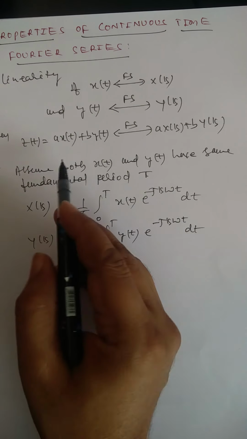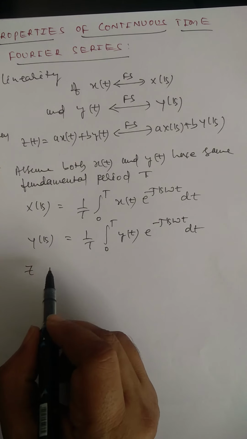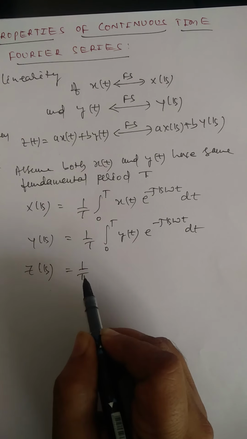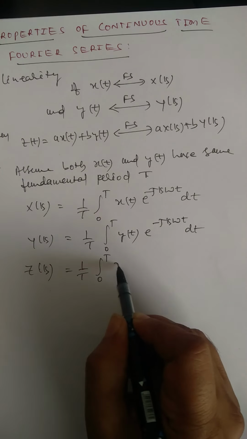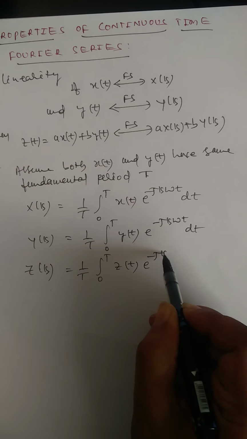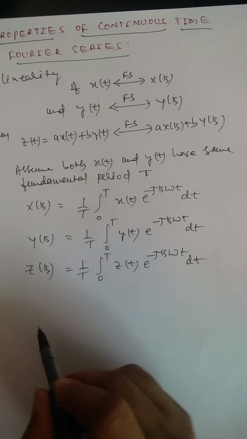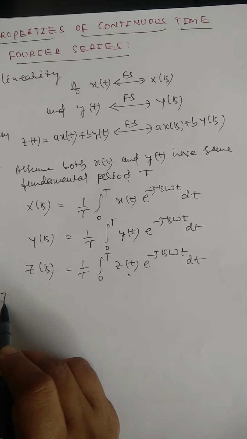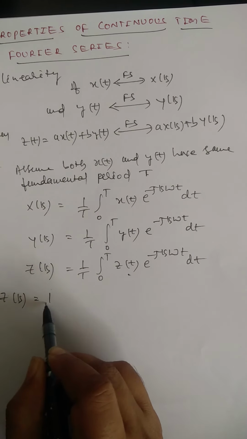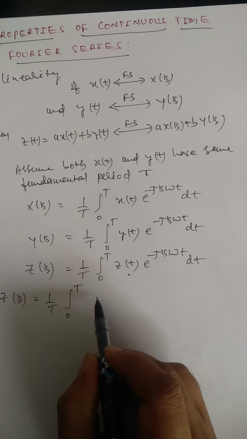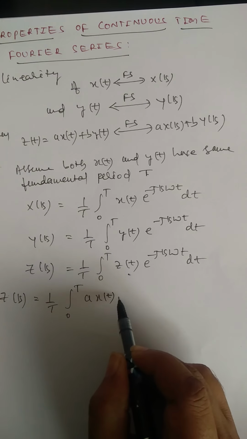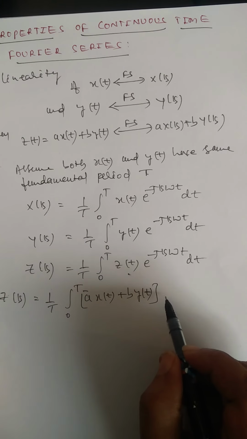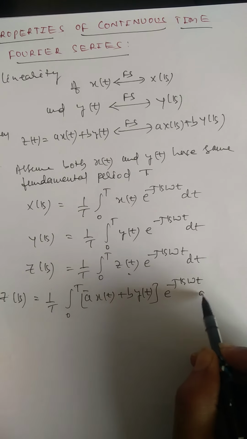Let us take the Fourier series of z of t, that is z of k equals 1 by T integral of 0 to T z of t e to the power of minus jk omega t into dt. What is z of t here? A into x of t plus b into y of t. That is, z of k equals 1 by T integral of 0 to T of a into x of t plus b into y of t, e to the power of minus jk omega t into dt.